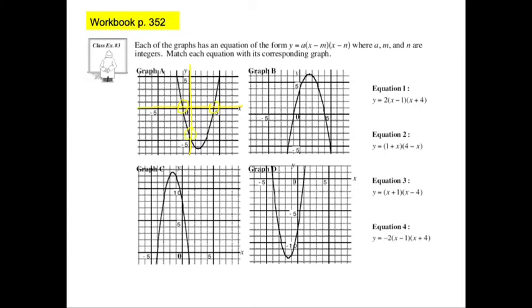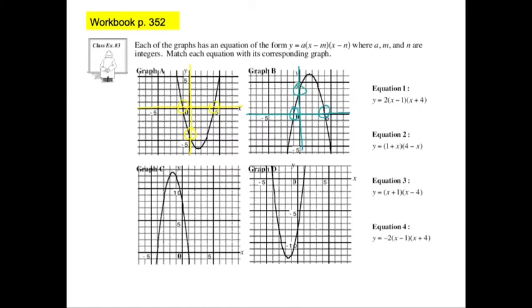For graph B, here's your x-axis. This one is your y. And we have an x-intercept at -1. This one's at +4. And it looks like here your y-intercept is at +4. Now it's pointing down. That's also another important point.